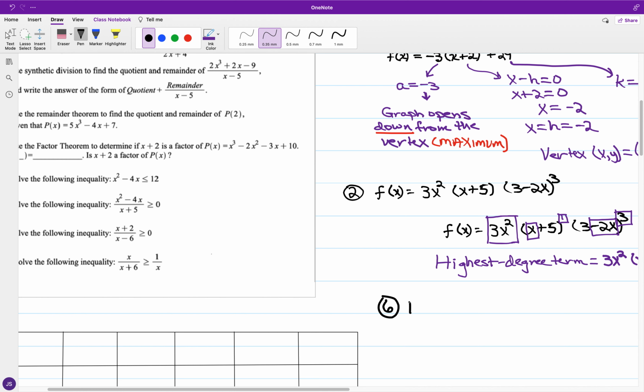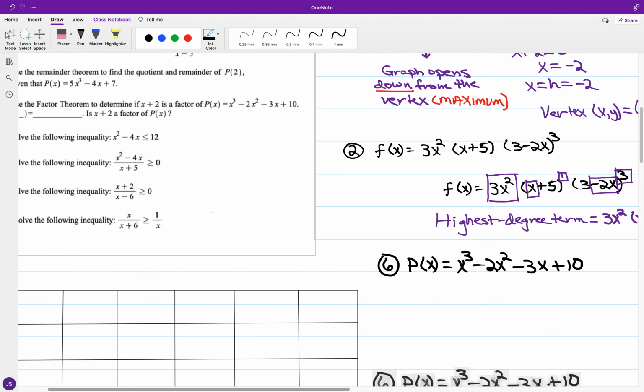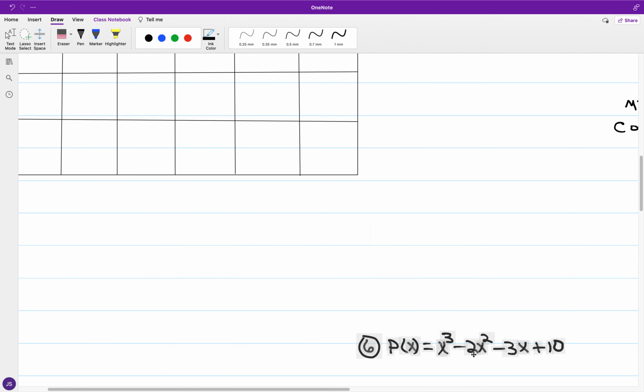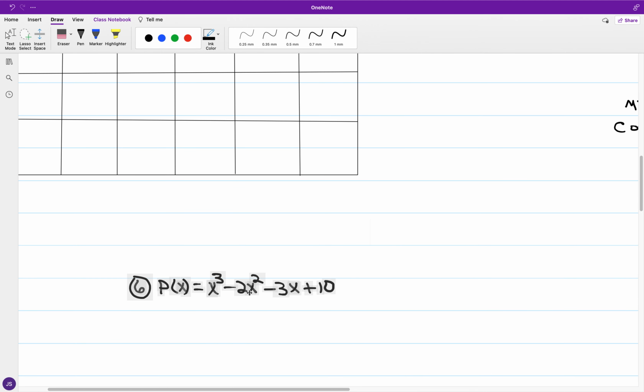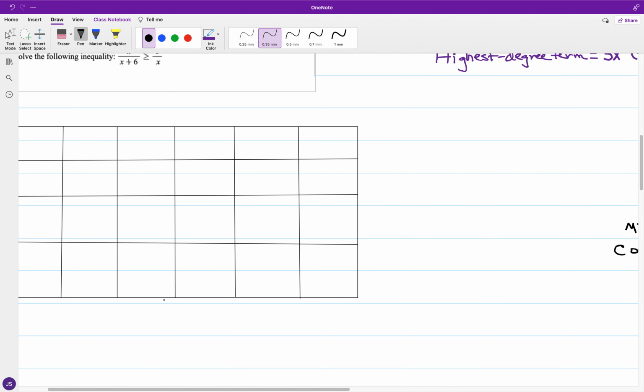Just taking what we have here, I'm going to write this down. For number 6, we have p of x is equal to x cubed minus 2x squared minus 3x plus 10. I'll show you a couple of ways of going about this. We got the divisor at x plus 2. So you got this polynomial.